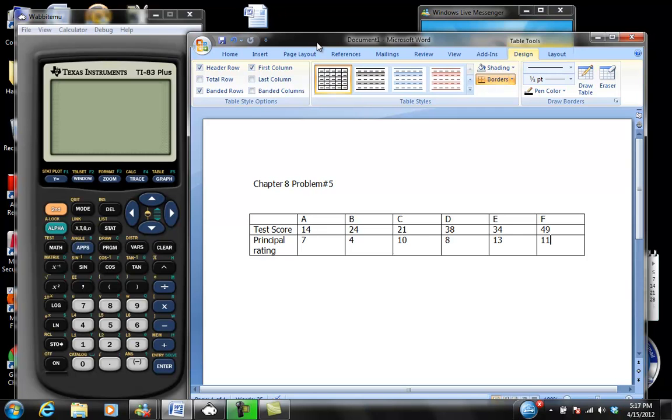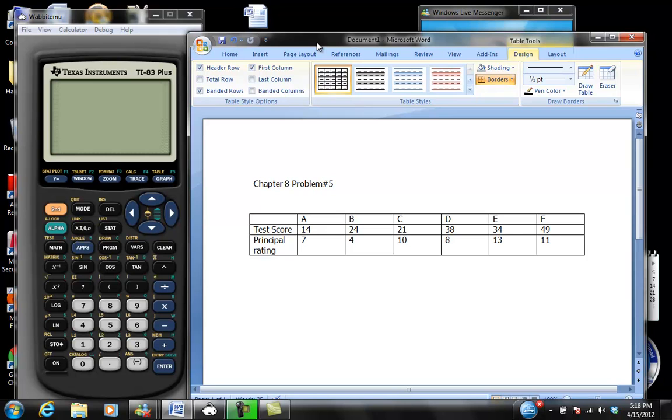So now I'm going to do an example of the concepts that we talked about today from the homework. This is chapter 8, problem number 5. We're given some data, test scores and principal rating, and the question we're trying to investigate is: is there a significant correlation between principal rating and test scores? The first part says compute the summary statistics required, so really I think what they want us to do is compute the correlation coefficient R.